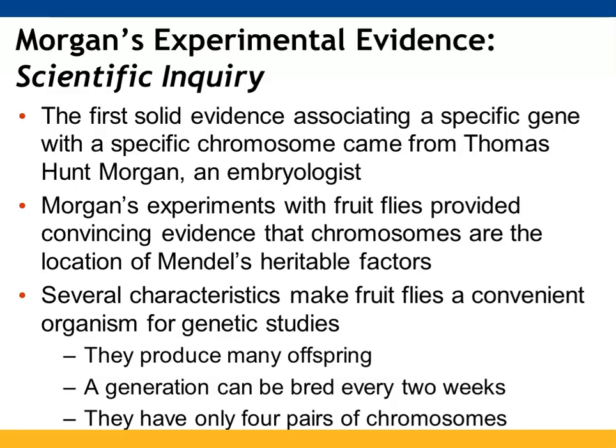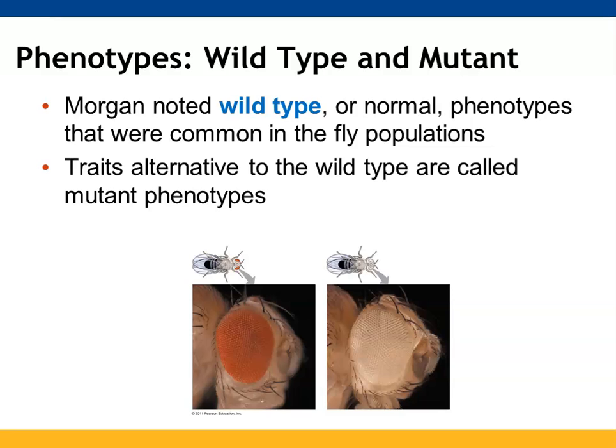So Morgan was able to provide evidence for the idea that genes were located on specific chromosomes, and that actually was done using the sex chromosomes. He did experiments with fruit flies. Fruit flies really work very well for experimentation because they make lots of offspring, they can be bred fairly quickly, and they have a limited number of chromosomes that can be examined.